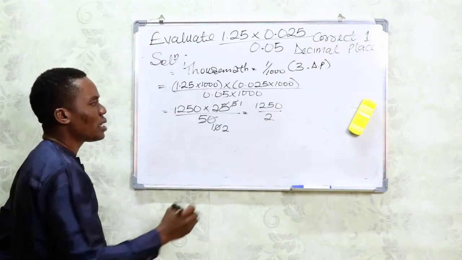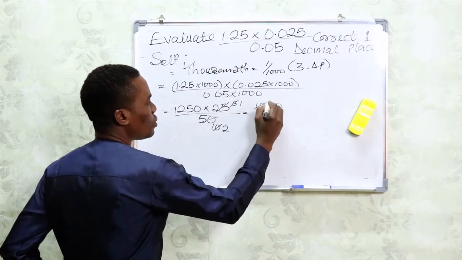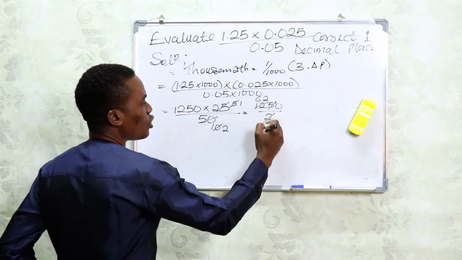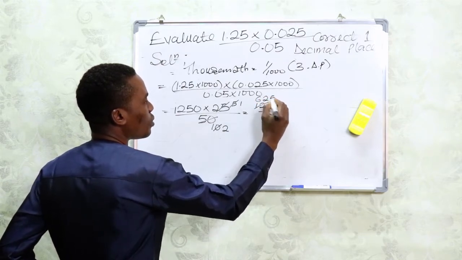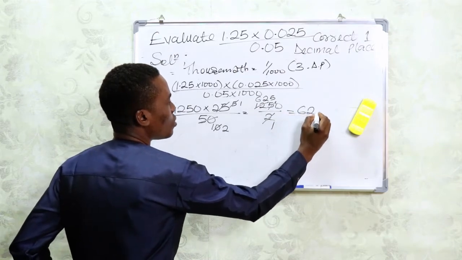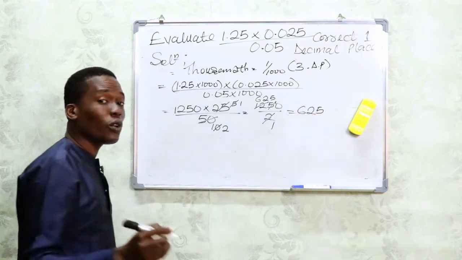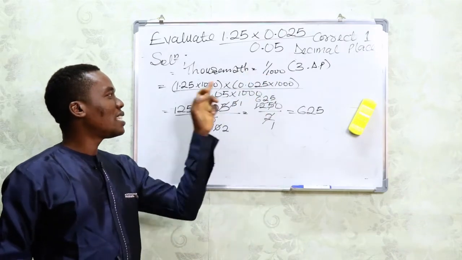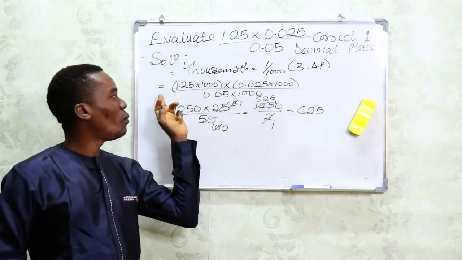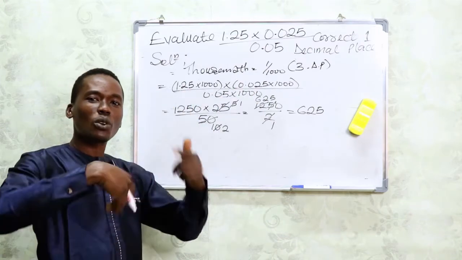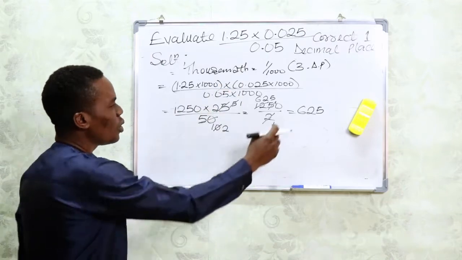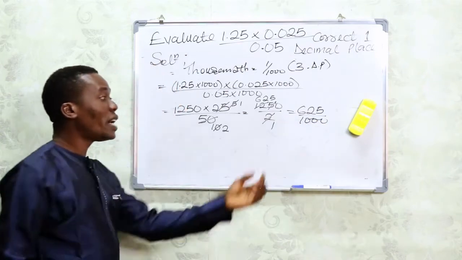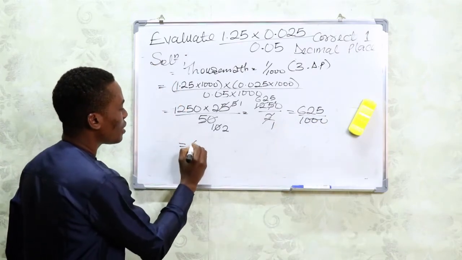Now let's divide further. 2 here will give you 1. 2 here will give you 6. 2 in 5 will give you 2, remainder 1. And 2 in 10 will give you 5. So your final result will be 625. Now remember, that is not going to be our final result. Why? Because we have multiplied the various decimal numbers by 1000. So we need to return it back to what it was initially. So this now will be divided by what? By 1000.